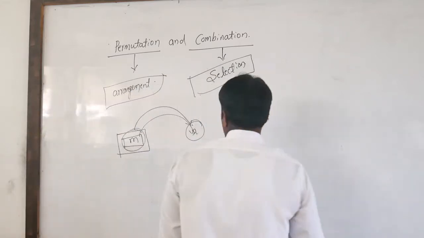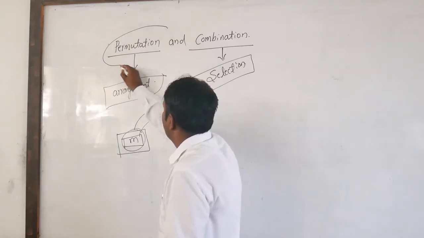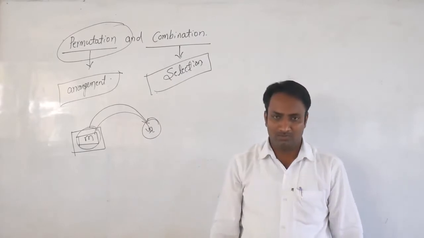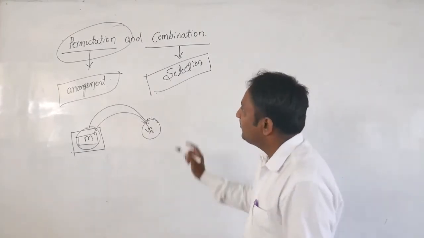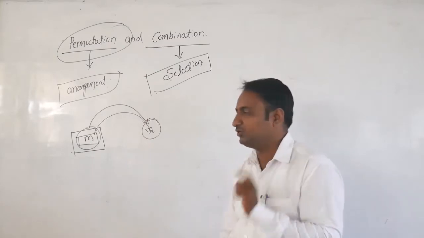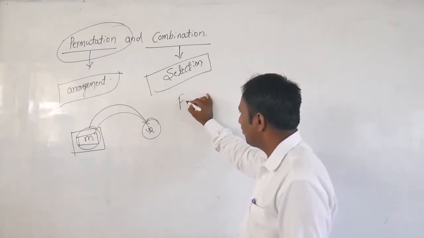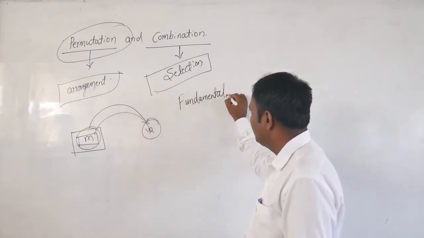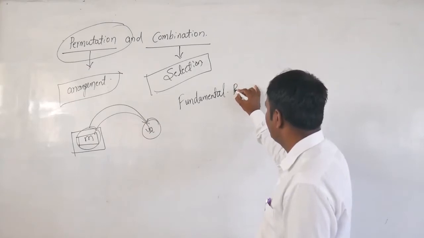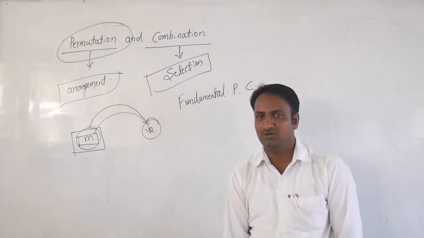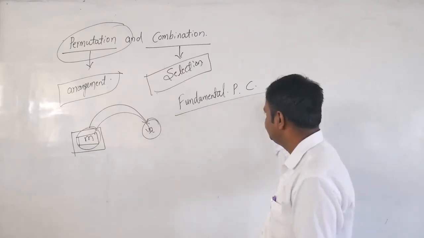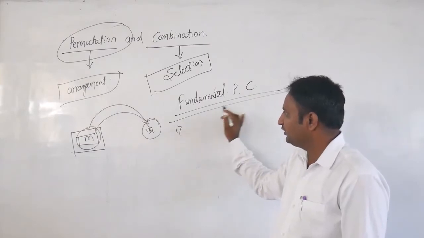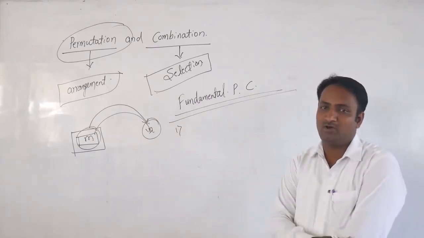First comes permutation. In this section, arrangement of elements is called permutation. Before starting permutation, we first need to know the fundamental principle of counting. This is the very first one. It is the multiplicative principle of the fundamental principle of counting.